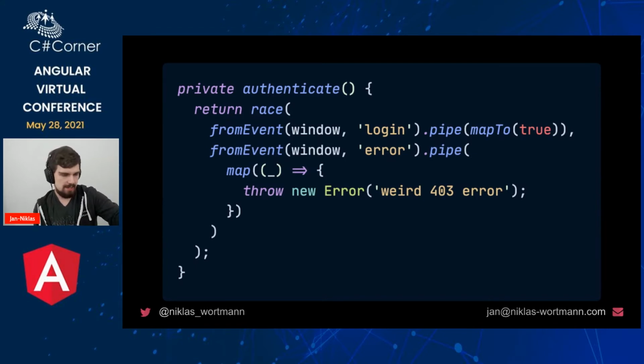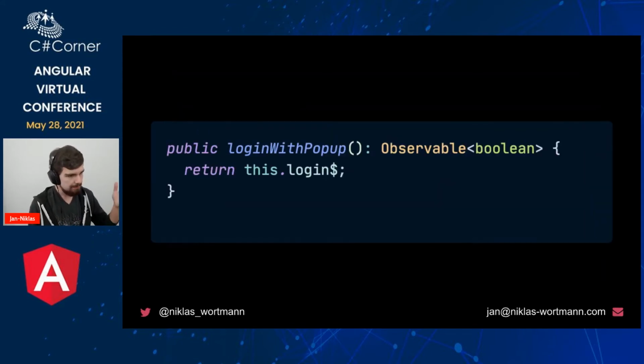In the case here, we are saying, okay, when we get a login event, then we map this to true. This is really just for demonstration purposes now. And this is the public method that is exposed for the users. So when the users try to log in, they call this method, subscribe to it, and are good to go.